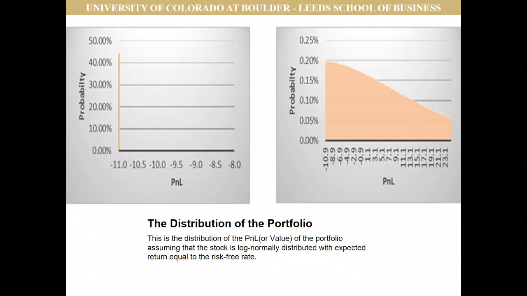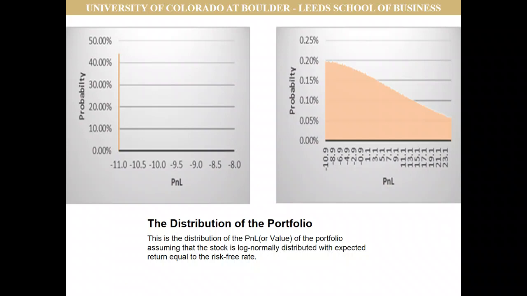The picture on the right is the same picture, except that we removed that spike. And so you can see when you actually make money. So there's about a 0.2% chance you're going to lose $10.90. There's about a 0.1% you're going to make about $13. There's about a 0.05% chance you're going to make $23, and so on and so forth.